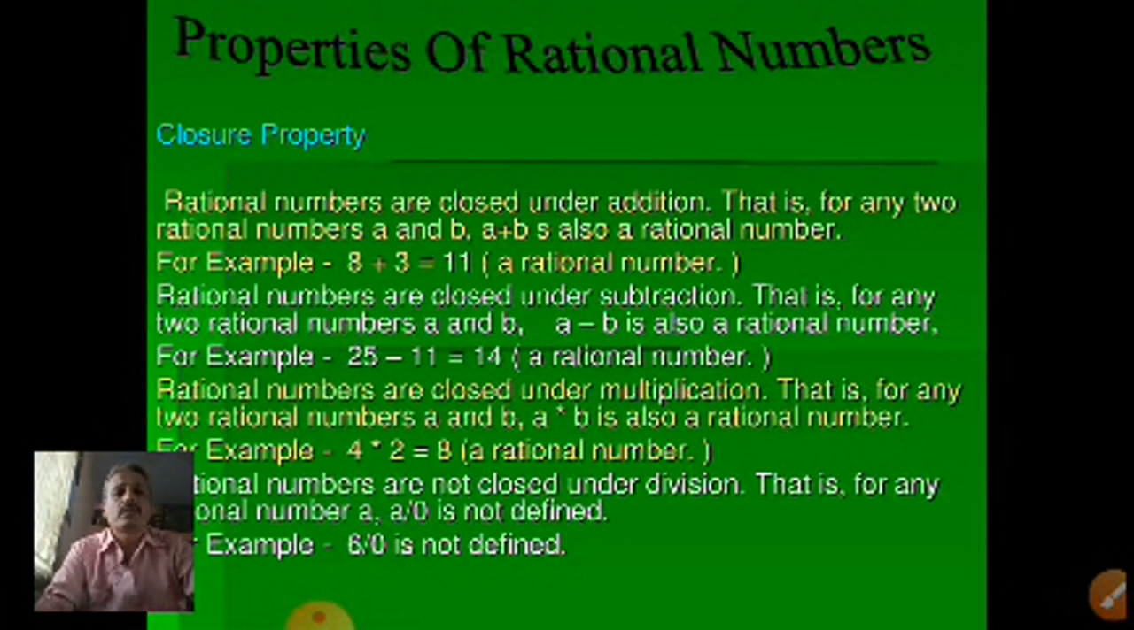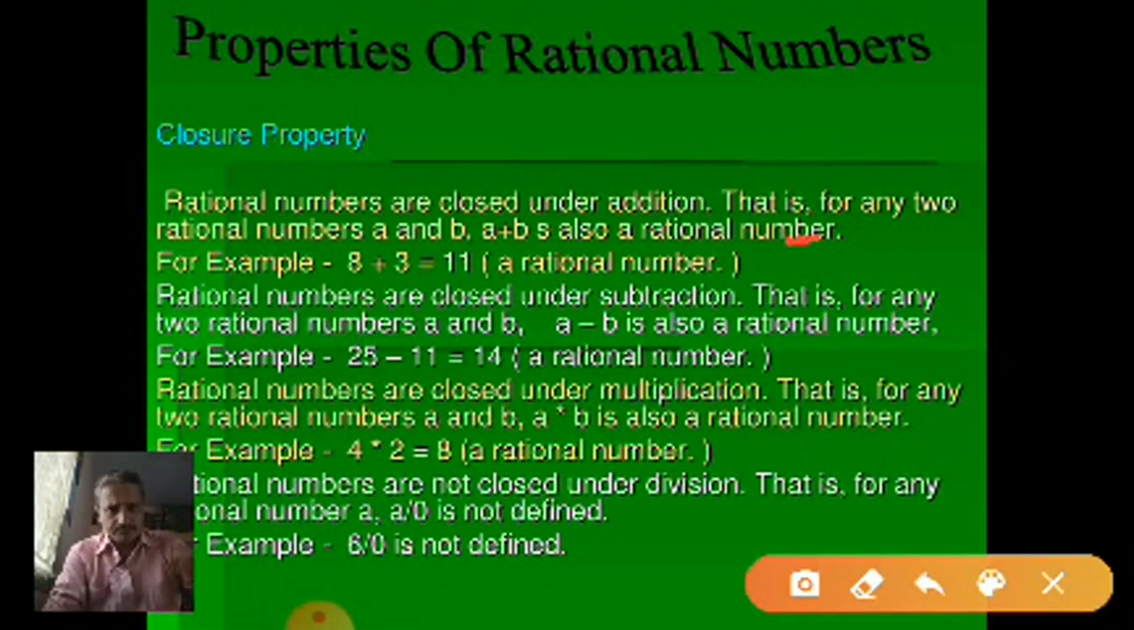Properties of rational numbers. There are closure properties. First of all, we can discuss the closure property. Rational numbers are closed under addition. That is, for any two rational numbers A and B, A plus B is also a rational number. For example, 8 plus 3, these two numbers added give 11, and 11 is an integer, but an integer is also a rational number. That's why it's a rational number.